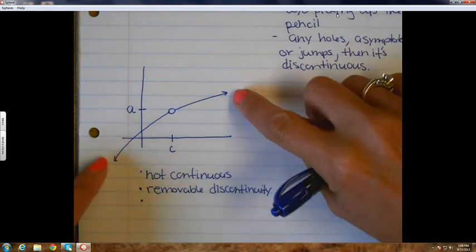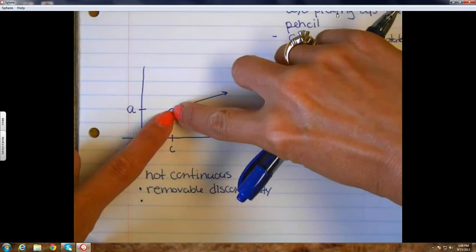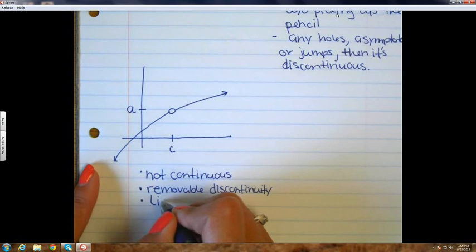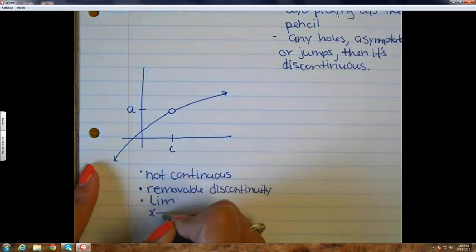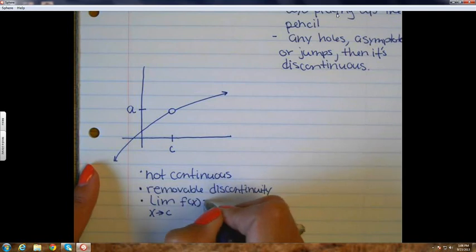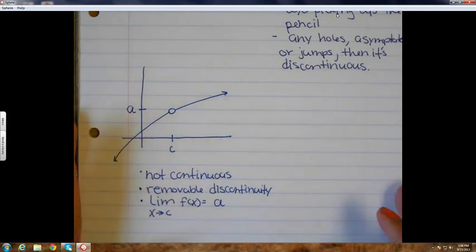And the last thing, we want to look at, does this have a limit at C? Remember, limits the y value. Do I approach the same y value from the left and the right? And I absolutely do. So this has a limit as x approaches C. And on my graph, I've labeled it as A.